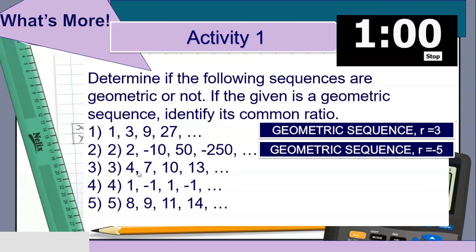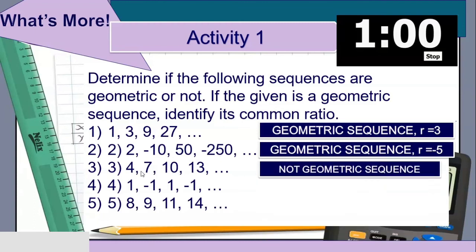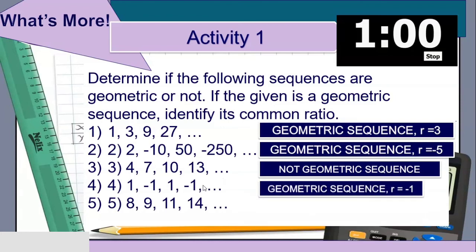For number 3, that is not a geometric sequence, because if you divide 7 by 4, 10 by 7, and 13 by 10, it will not lead to a similar answer. For number 4, that is a geometric sequence where r is equal to negative 1. Negative 1 divided by 1 is equal to negative 1, 1 divided by negative 1 is equal to negative 1, and negative 1 divided by 1 is equal to negative 1.